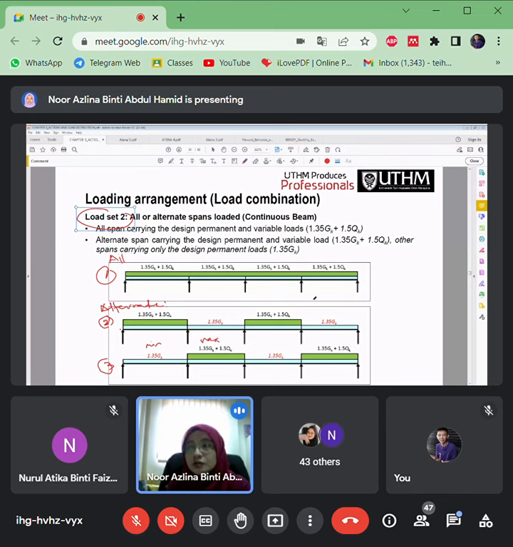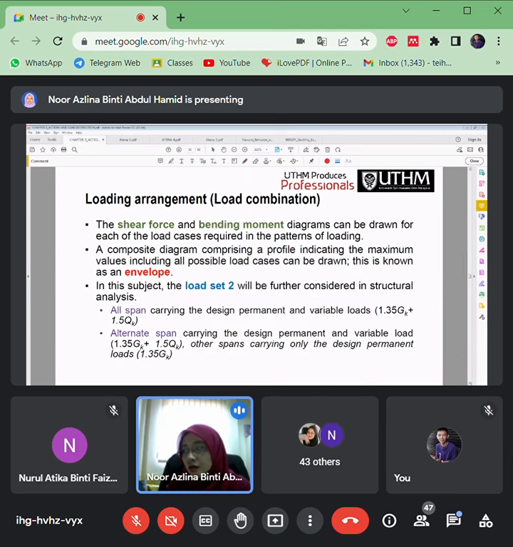So you need to remember how we arrange this load arrangement, especially for load set 2, because for this structural analysis, we just focus on load set 2 for this subject. So you just need to remember we have all spans loaded with the maximum load, and then we have alternate spans. Alternate can start with a maximum then minimum, or start with the minimum first then continue with the maximum, minimum.